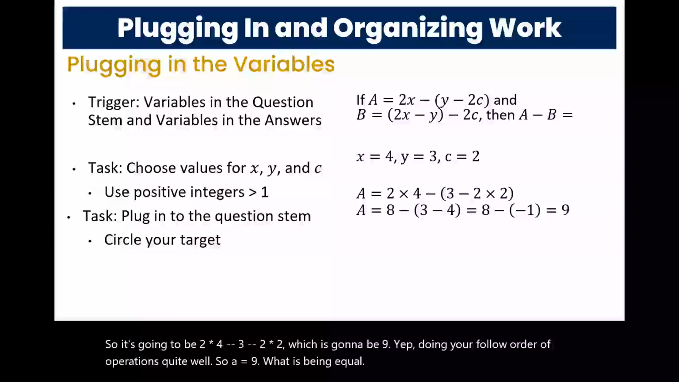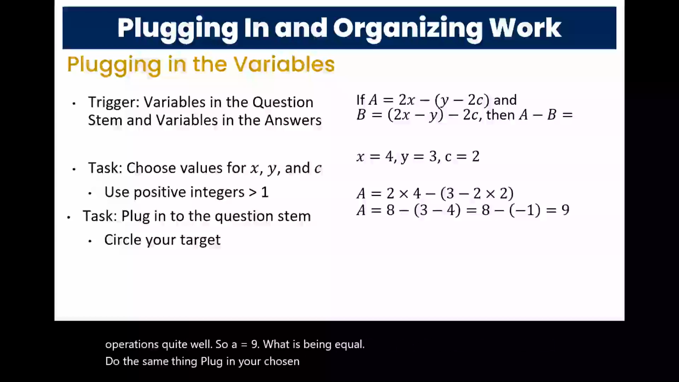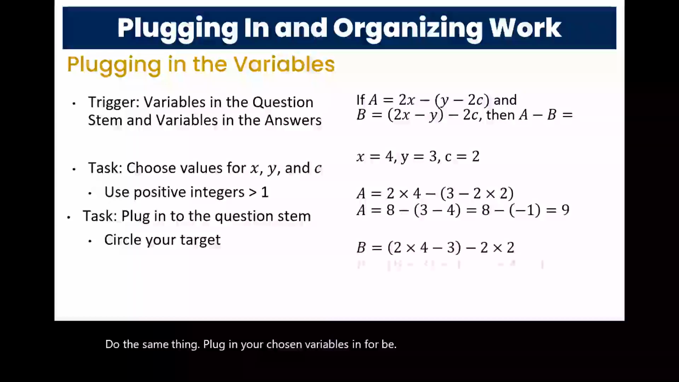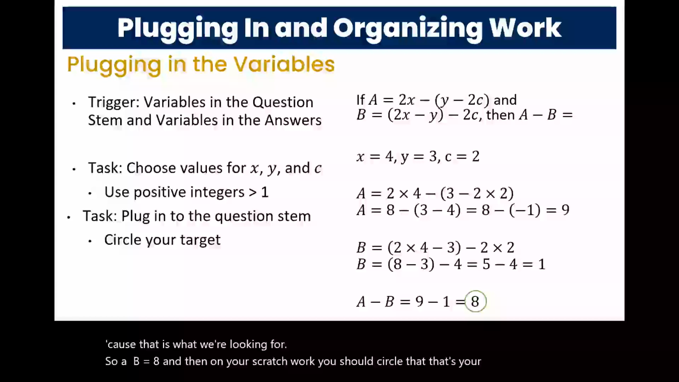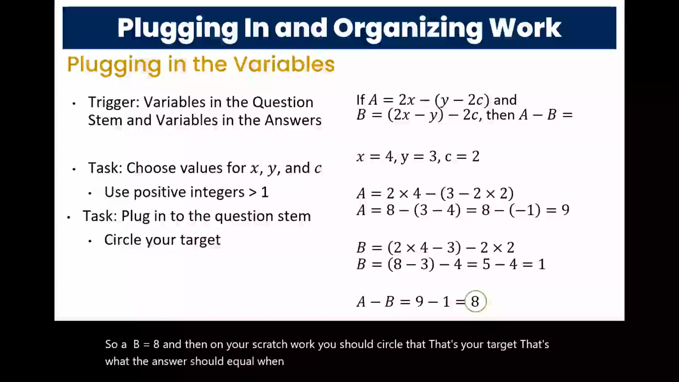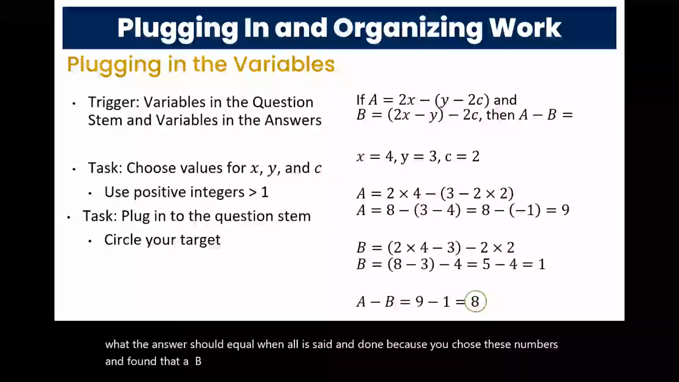What is b going to equal? Do the same thing. Plug in your chosen variables for b. Looks like that's going to be 1. So what does a minus b equal? Because that is what we're looking for. So a minus b equals 8. And then on your scratch work, you should circle that. That's your target. That's what the answer should equal when all is said and done, because you chose these numbers and found what a minus b is, and the question is asking, what is a minus b?